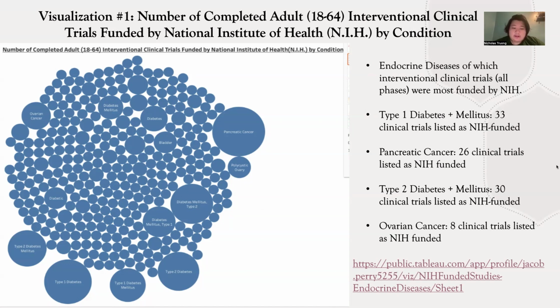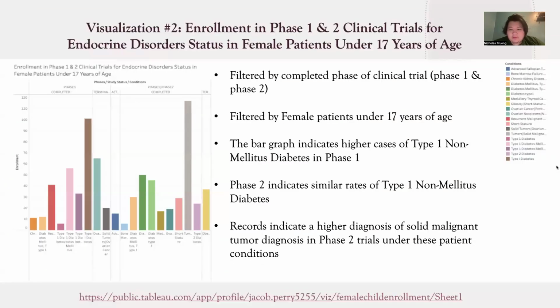If we go to the next slide, we will see a visualization of the enrollment in phase 1 and 2 clinical trials for endocrine disorders in female patients under 17 years of age.